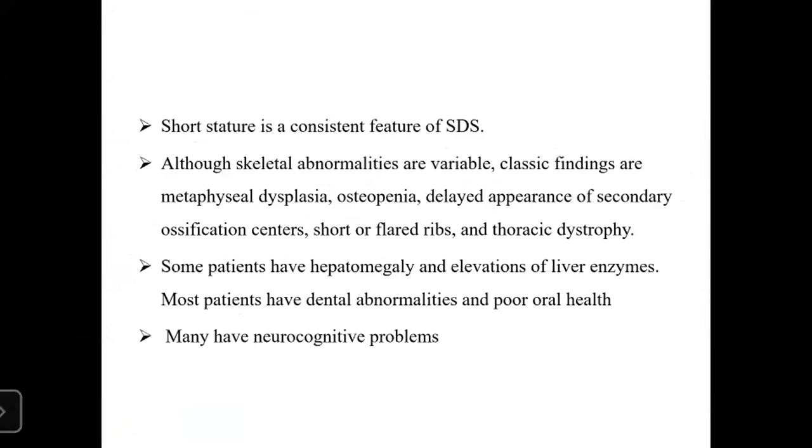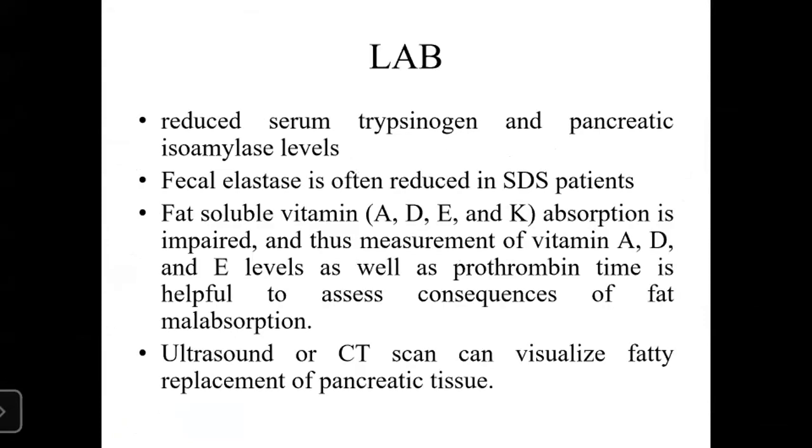They may have neurocognitive problems as well, right? On laboratory examination, there might be reduced serum trypsinogen and pancreatic isoamylase levels. Fecal elastase is often reduced. Fat soluble vitamin deficiency might occur. That might lead to increased prothrombin time. Ultrasound or CT scan might visualize fatty replacement of pancreatic tissue.